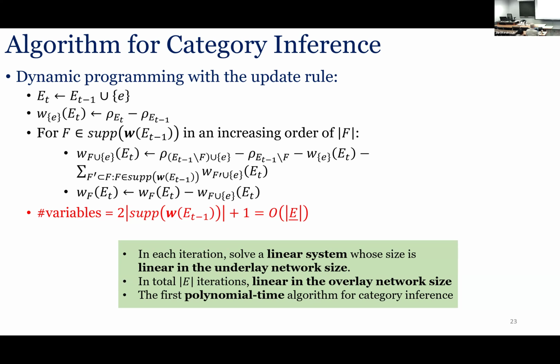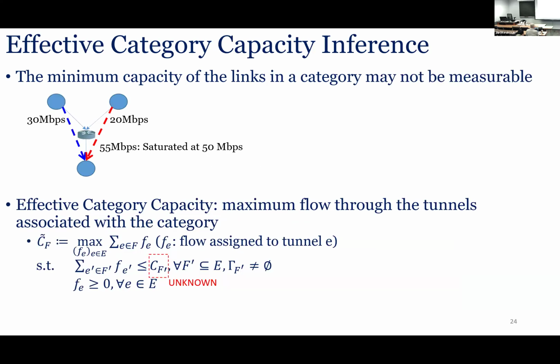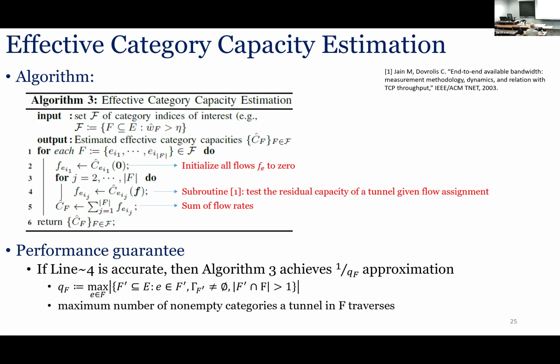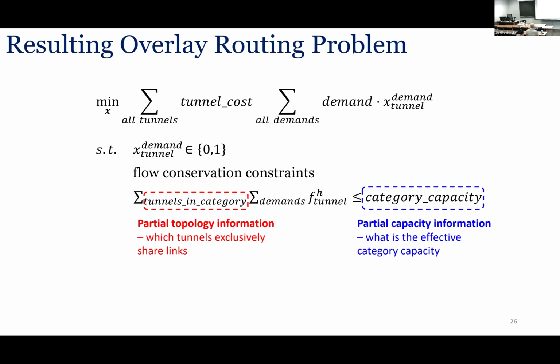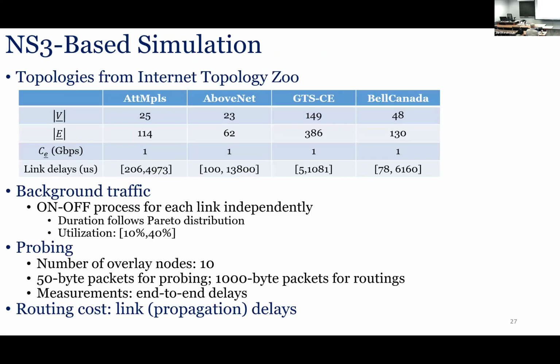So let me jump to the problematic part. There's a way, by the way, to infer the effective capacity on each category. So I'm going to jump forward. That's an easier branch. Okay, so we have this category information inferred.